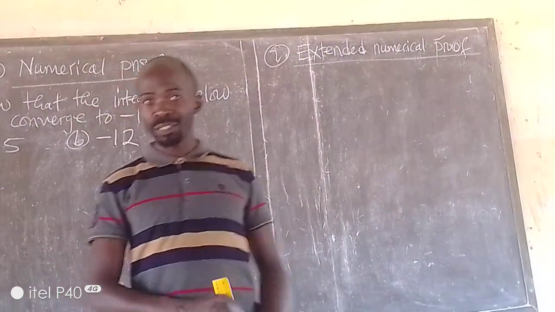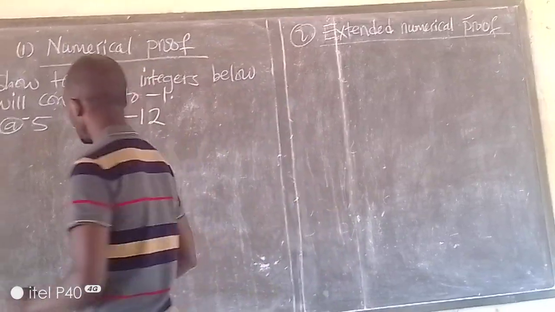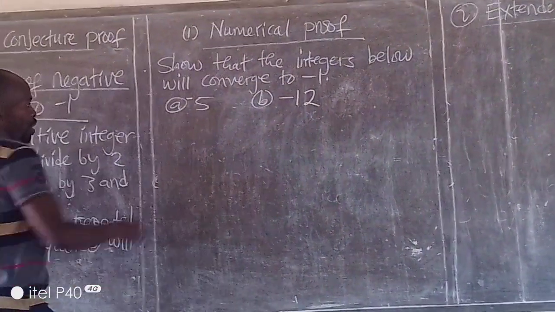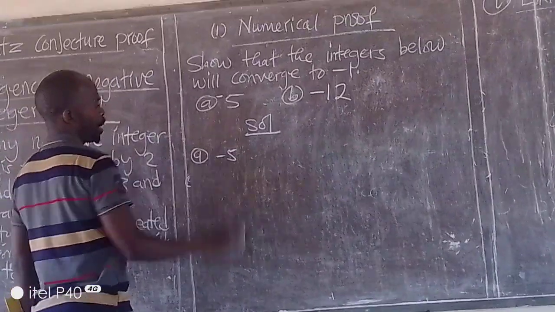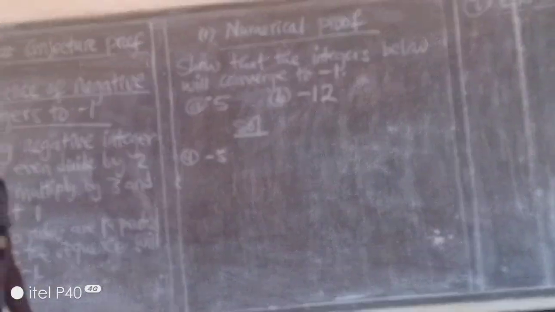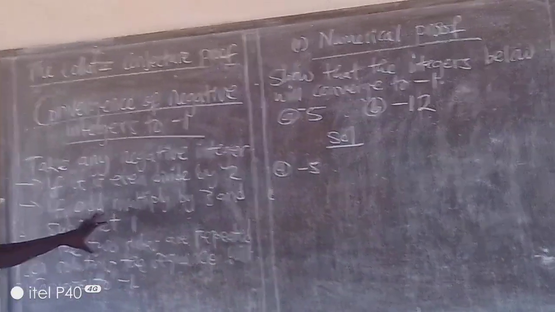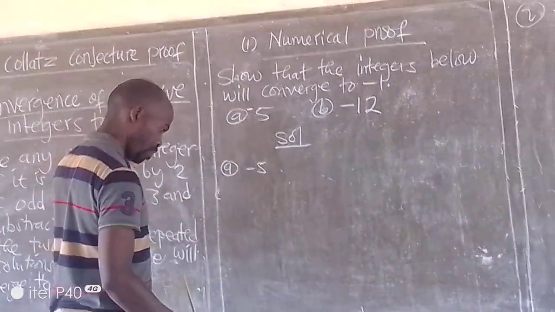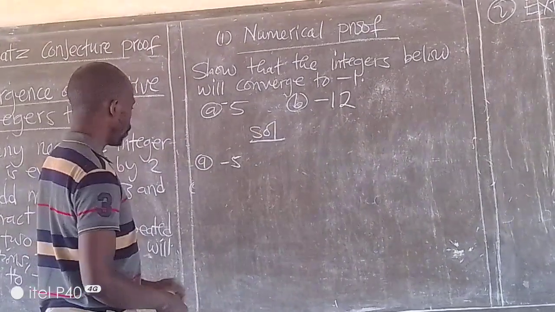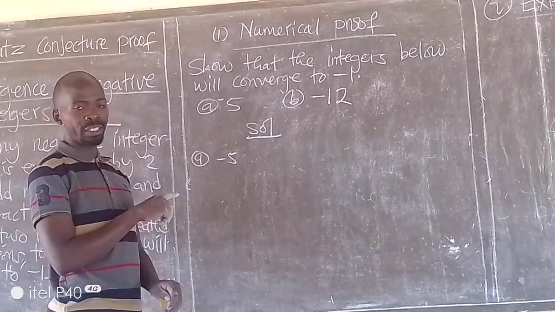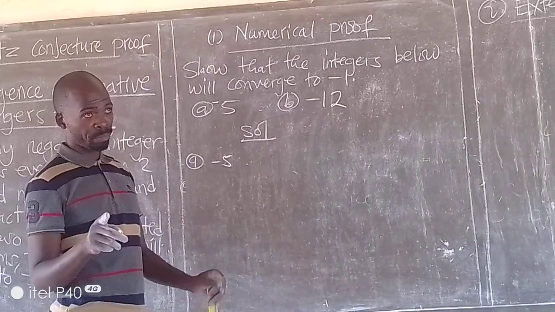I've also reversed the sequence for the negative integers. Let us look at the numerical proof. We need to show here that negative integers really converge to negative 1 using these rules. So negative 5 is odd. We are going to multiply this by positive 3, and we subtract a 1.